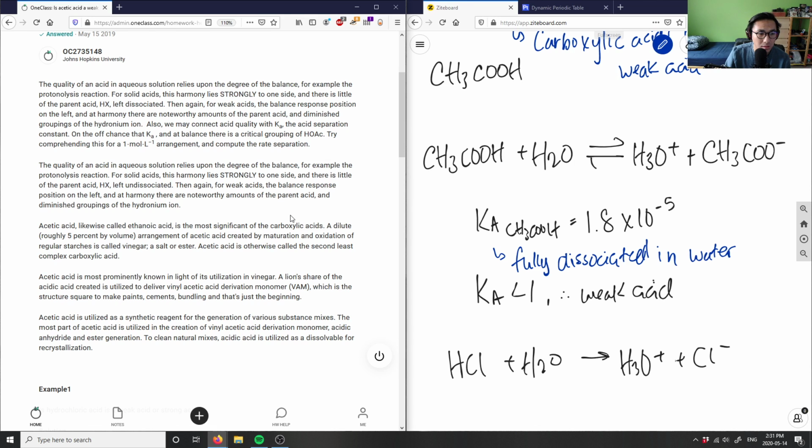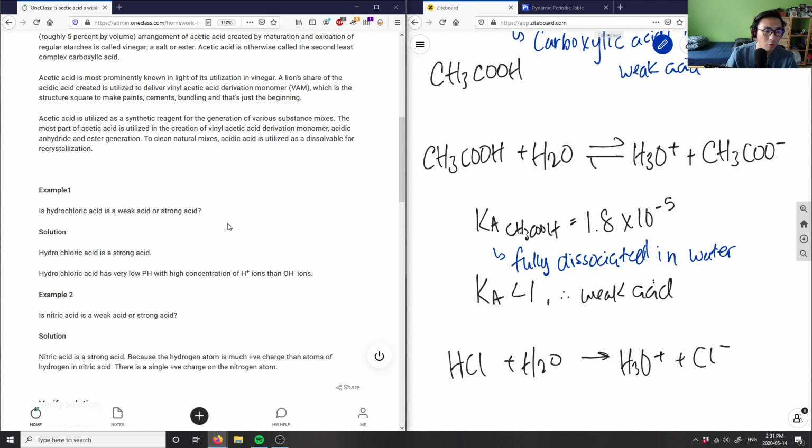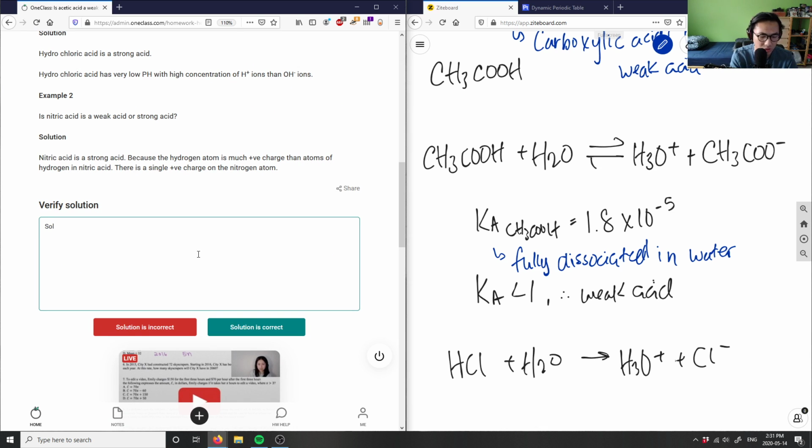Why? Did they say why? Let's see. I'm trying to scan this, and I don't think they said why here. Oh, this is our example. So I'm going to say the solution here is correct. Acetic acid is a weak acid.